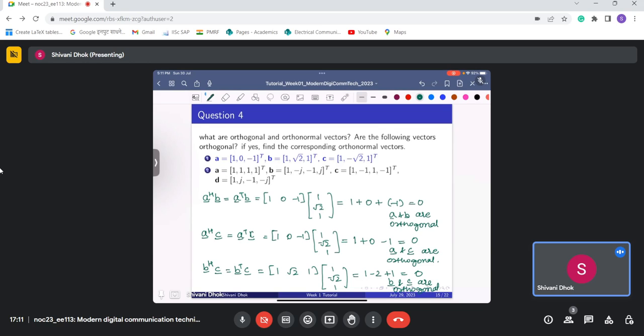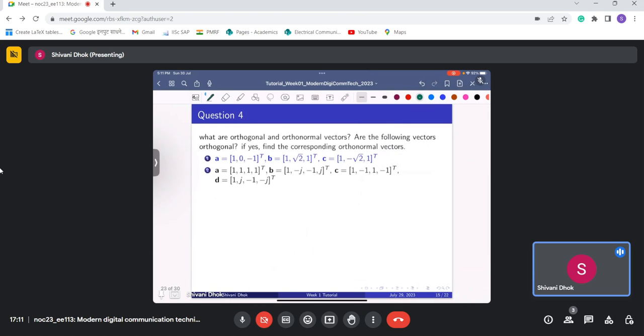So combining these three, what we can infer is this set here is a set of orthogonal vectors. Now, if it is a set of orthogonal vectors, we need to convert it into a corresponding set of orthonormal vectors. In order to do that, we need to convert a into a unit vector, that is, its length is unity.